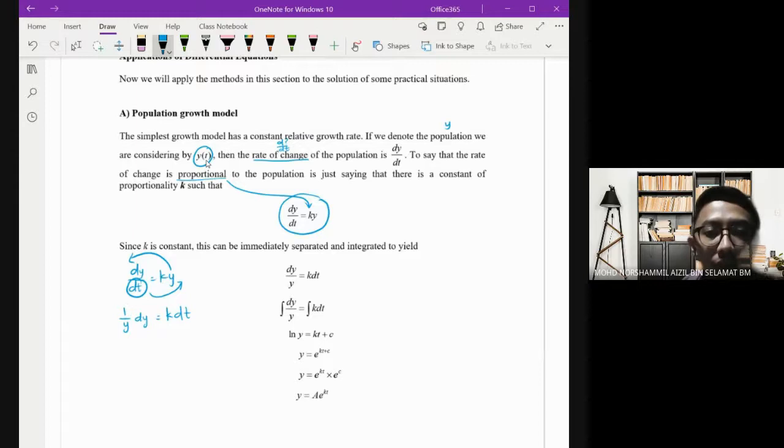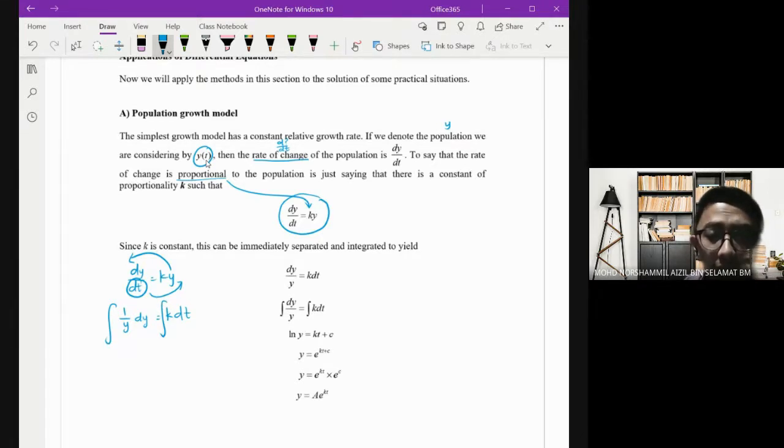Okay. So as you can see, y terms only in left hand side. Right hand side, t terms only. Don't worry about k. K is a constant. K bukan variable. So k can be anywhere. So in this case, we split already the variables. So we can add on integral symbol. So left hand side integrating 1 over y.